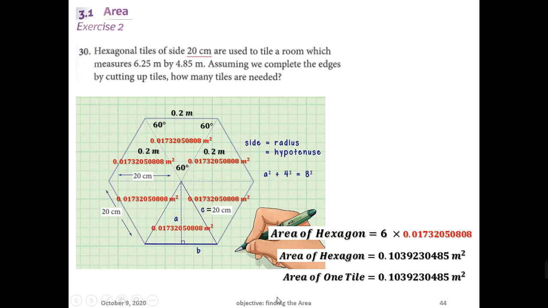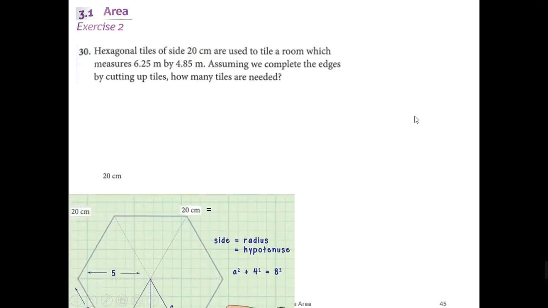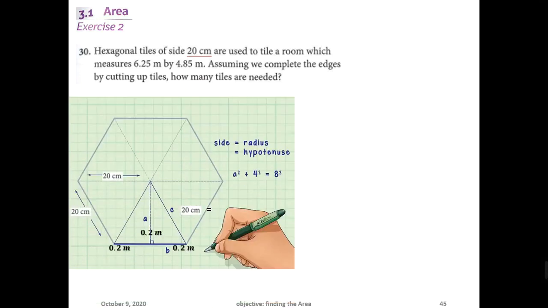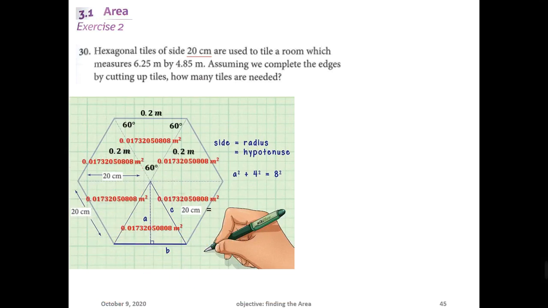So the area of one tile is 0.104 meter squared. So the area of this hexagon, or the one tile, is 0.104. Now we need to calculate the area of the room.